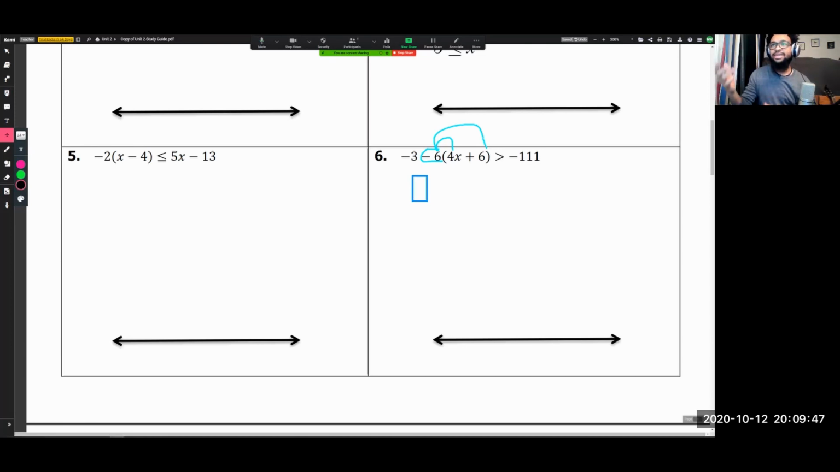So now I have this negative 3. And I'm just going to bring down everything else. This negative 6 times a 4x is going to give me a negative 24x. Then I have this negative 6 times a positive 6, that's going to be a negative 36. So I have negative 3 minus 24x minus 36 is greater than negative 111.